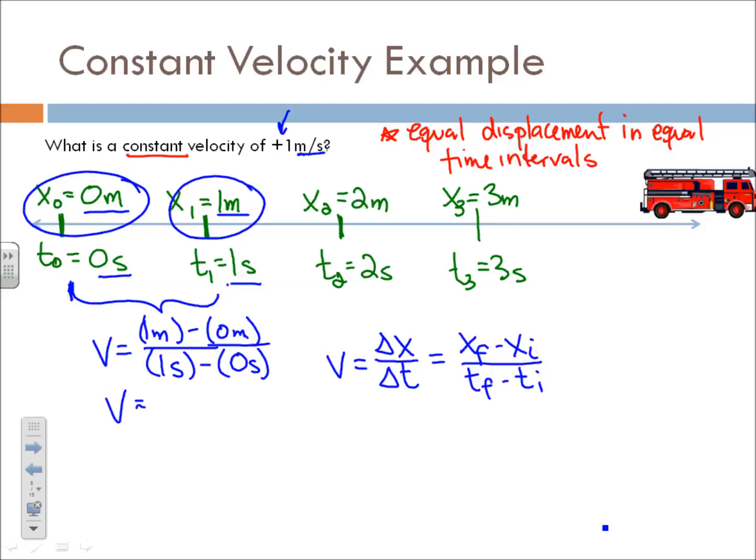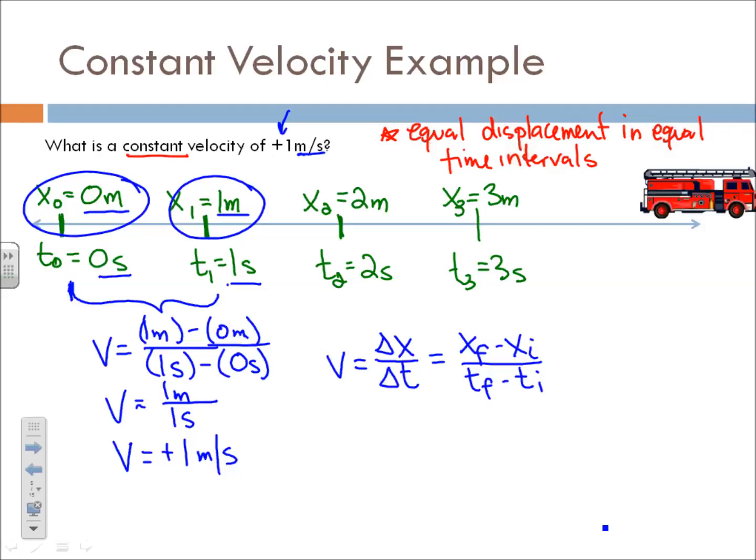Up on top, I have 1 meter minus 0 meters is 1 meter. On the bottom, I have 1 second minus 0 seconds is 1 second. And what do I get? I get a positive 1 meter per second as my final answer. So there it is. I get the velocity that I already knew it was, but that's what that means.